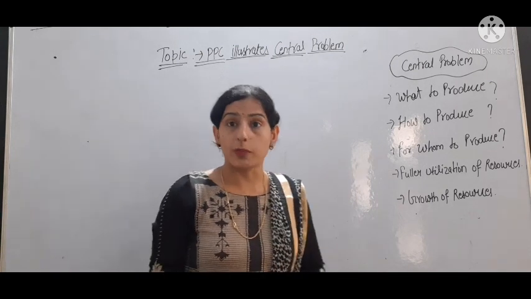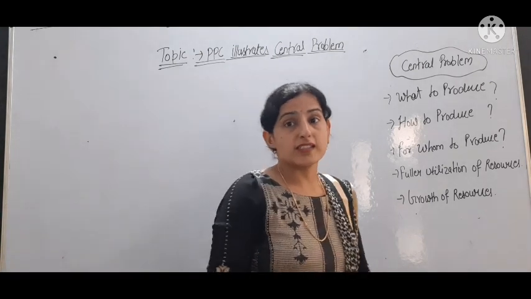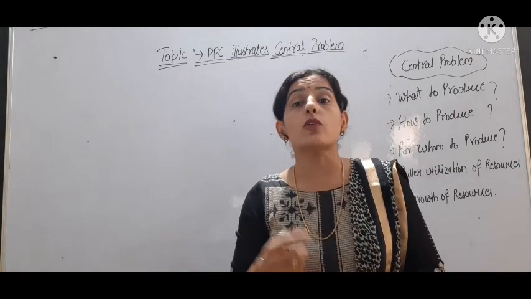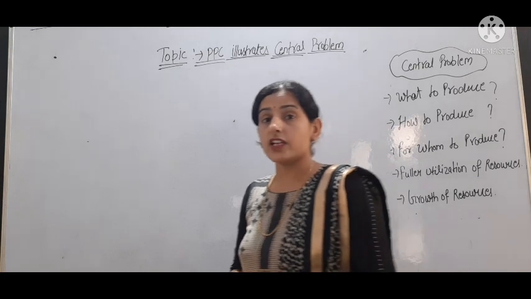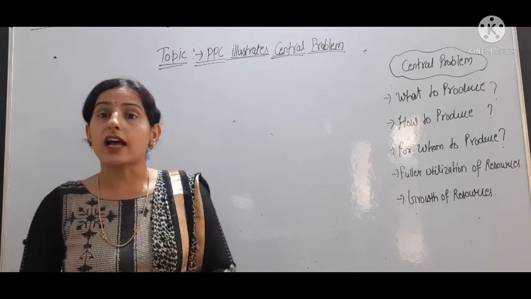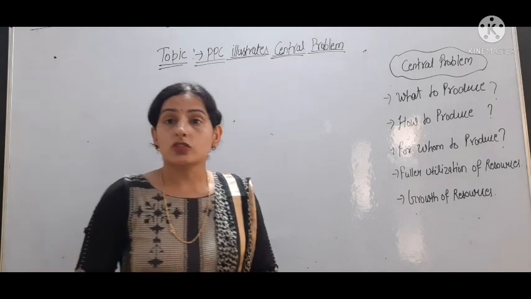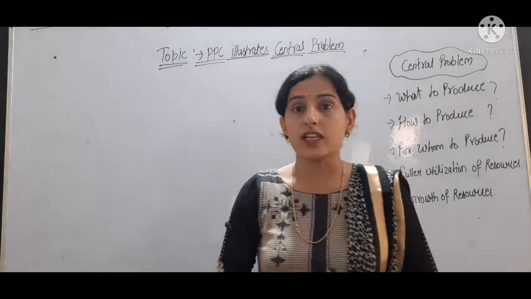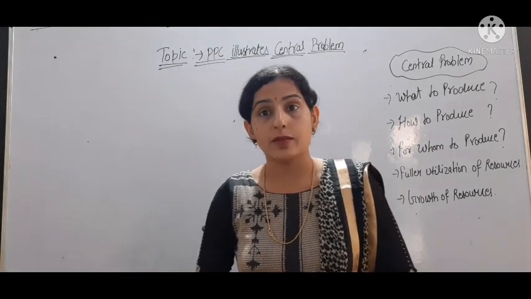Then for whom to produce. As we have decided what to produce and how to produce, the problem came: for whom to produce. In every economy there are two sections of people, one is the rich section and the other is the poor section. So the goods should be produced for the poor section or for the richer section. That should also be decided.